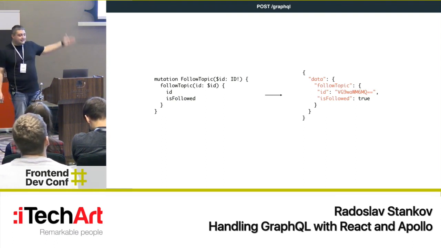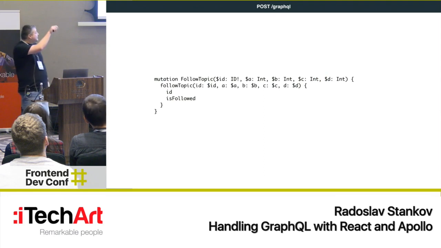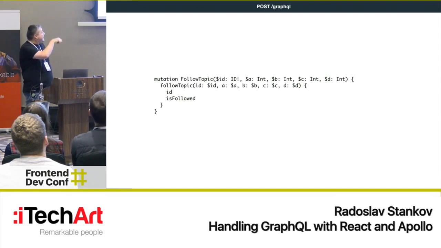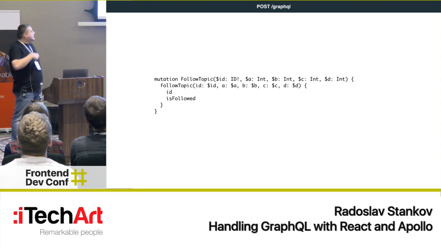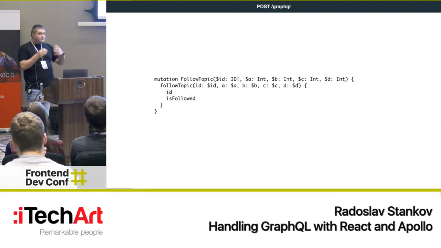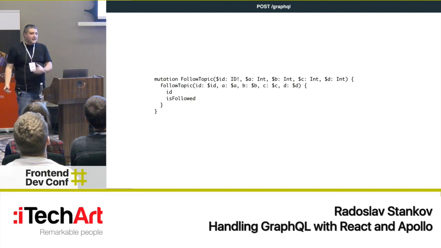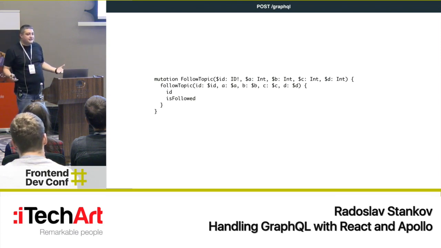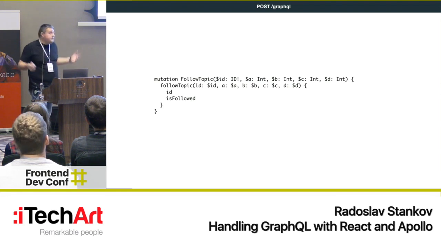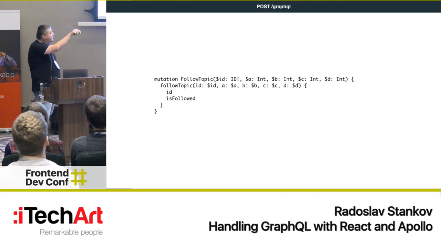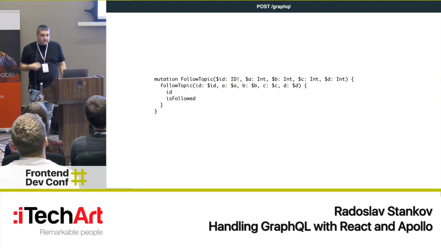And then we start adding arguments. You can add an ID, an A, B, C, and you can pretty much go far with mutation arguments. And this is for a simple topic follow. Imagine having a form with 20 fields or 30 fields, which would be terrible, but sometimes it's required. And you have this long query going over there.